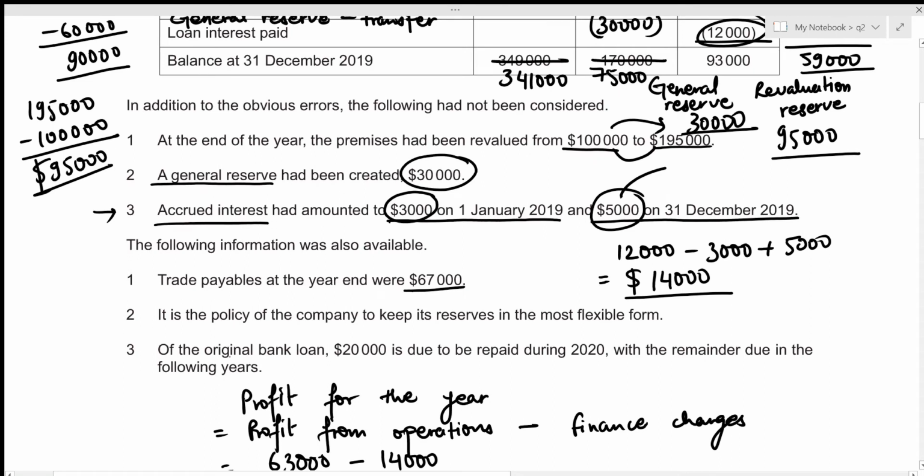And then of the original bank loan, 20,000 is due to be repaid during 2020. So we know that our current year is 2019. And if we need to pay this 20,000 in the year 2020, then this is a liability that needs to be repaid within a particular year, which means that this now will be included in our current liabilities rather than the non-current liabilities. Okay, and the remainder due in the following years. So remainder will still be the non-current liabilities.